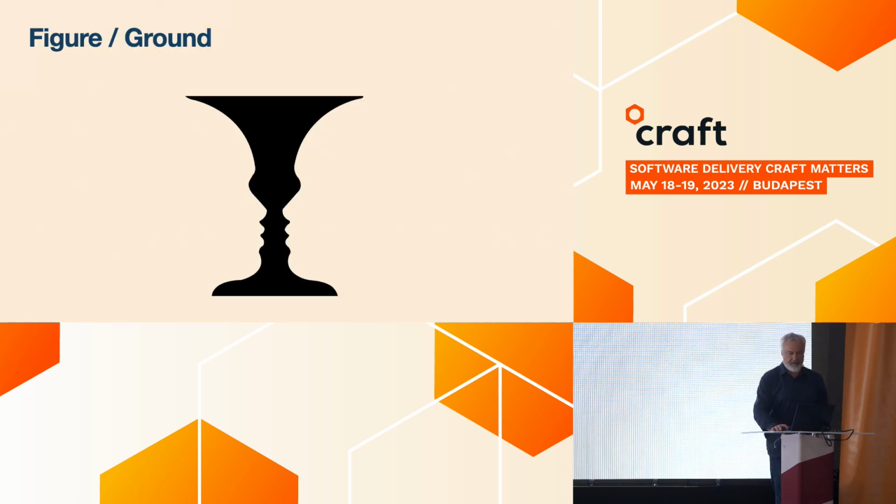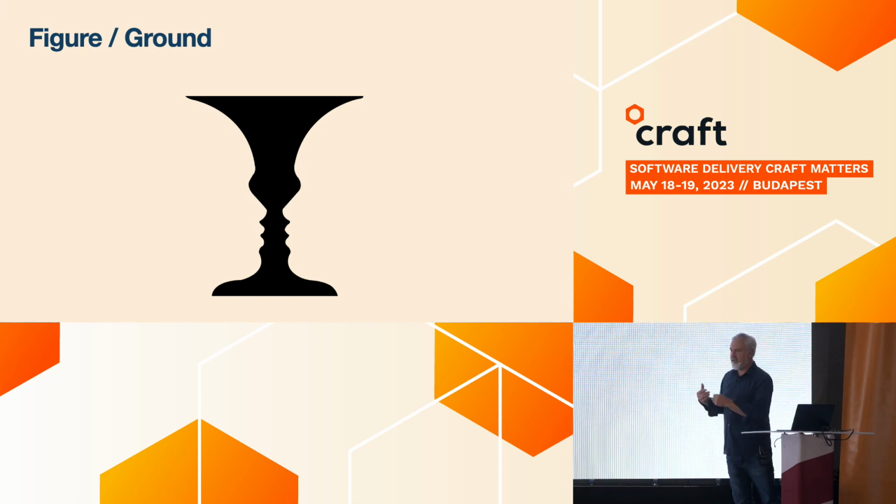And I'd like to look at things from this point of view. Figure ground. Everybody's kind of seen this optical illusion here, right? So you see the vase, or you see the two faces facing each other and stuff like this, and it's nice.